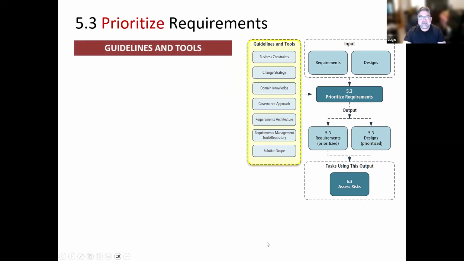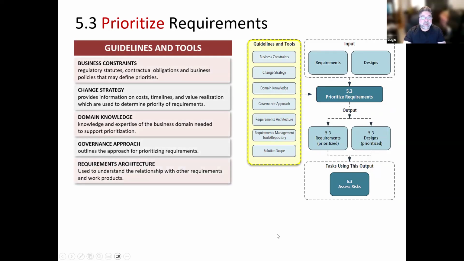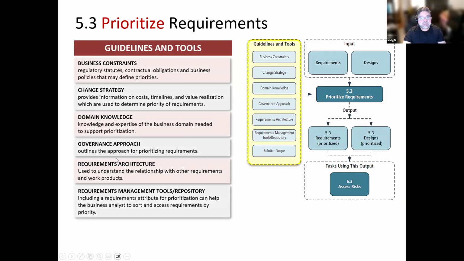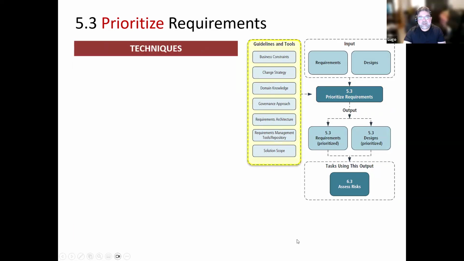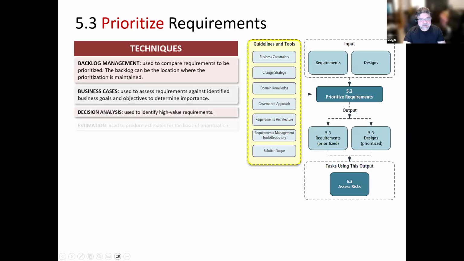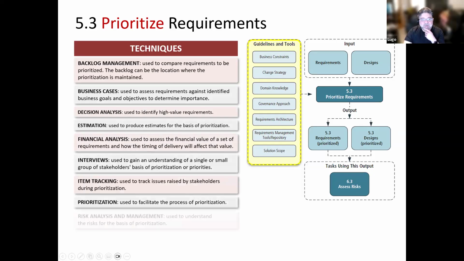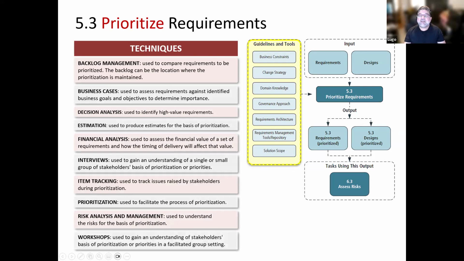Finally, we have guidelines and tools. These are some of the tools that get used to help prioritize requirements, from business constraints, change strategy, domain knowledge, governance approach, requirements architecture, requirements management tools, repository, and then solution scope. From there, we also use backlog management, business cases, decision analysis, estimation, financial analysis, interviews, item tracking, prioritization, risk analysis and management, and finally workshops.